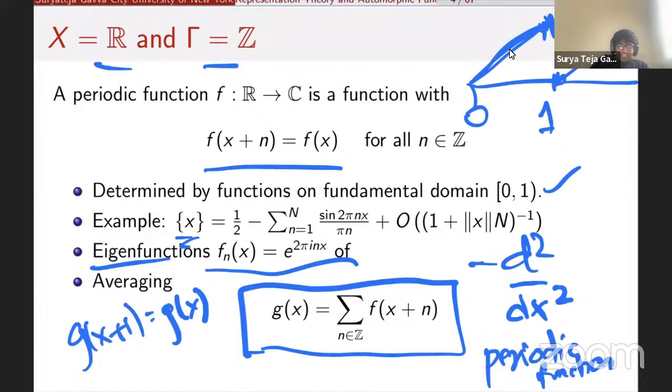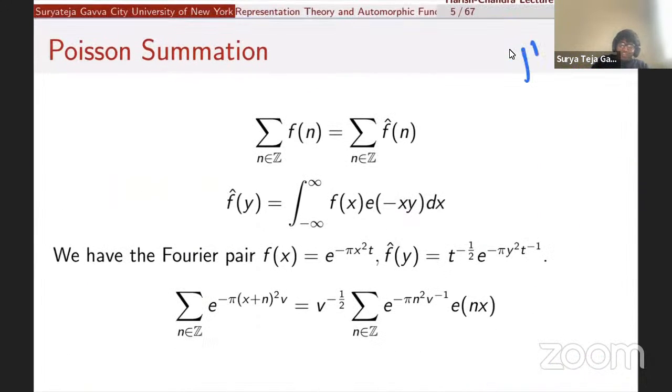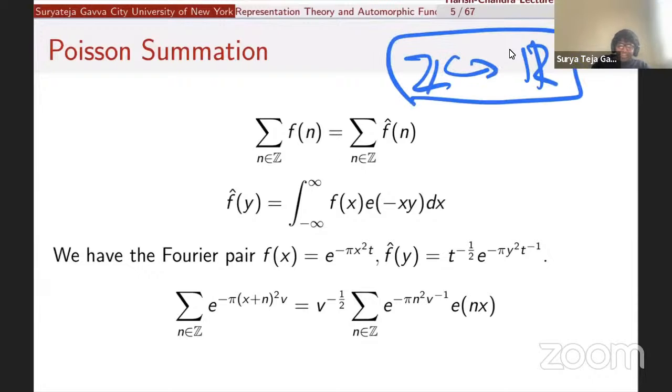So again, this is the case of R and Z already. It already has a lot of interesting features. For instance, for R and Z, one of the most important identities about how R sits inside Z is this thing called Poisson summation. If you sum a nice, sufficiently smooth and decaying function f over the integers, it's the same thing as the sum of the Fourier transform, defined this way, over the integers.